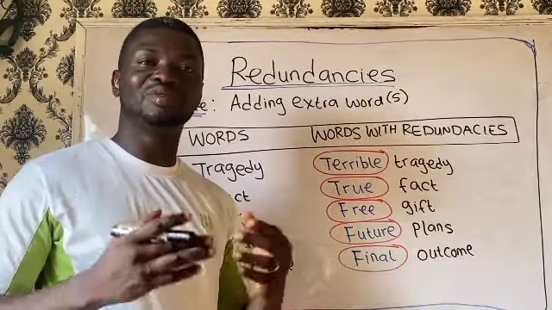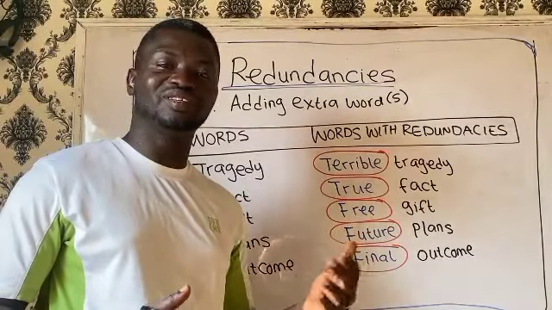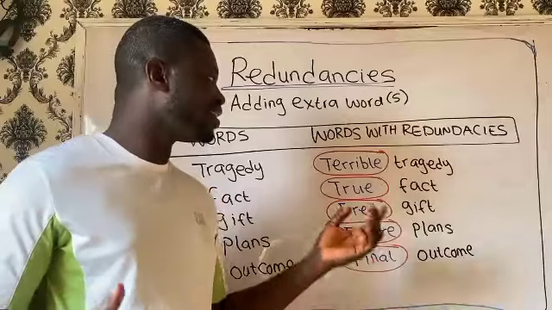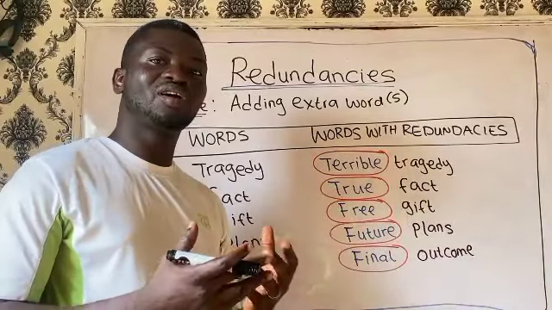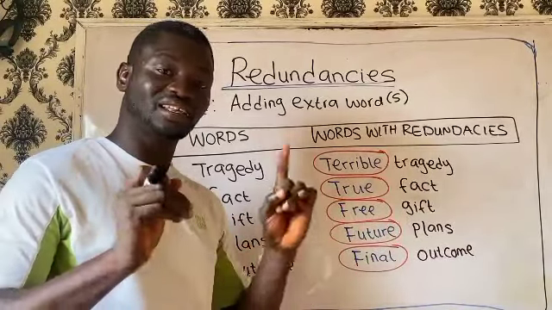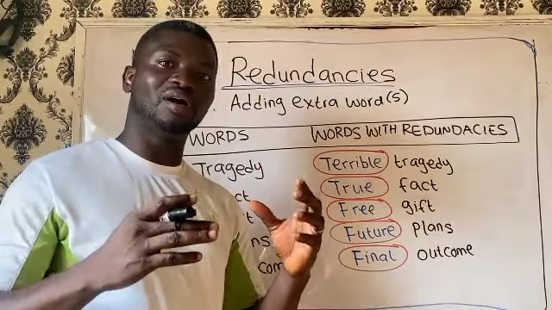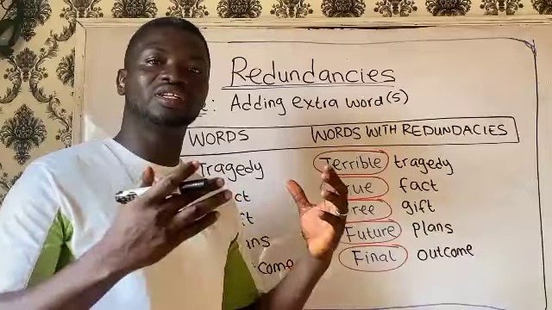Another example we have here is free gift. Quite funny, we get people say it was a free gift. Of course, when you say something's a gift, of course it's free. So you cannot add free to it. We call this an extra word, or technically speaking, we say redundancies. When we talk about redundancies, we're talking about the addition of an unnecessary word.